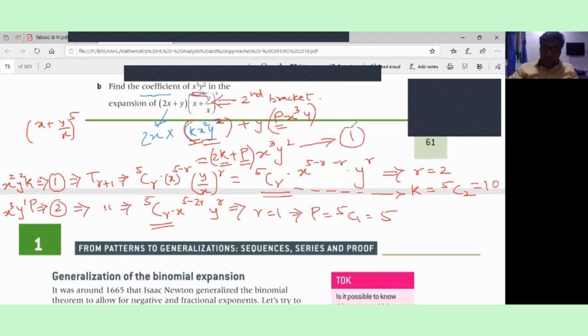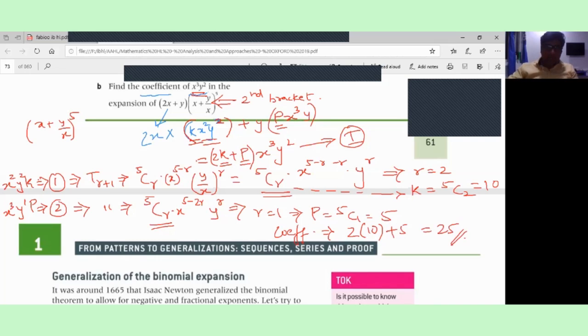There are too many 1s, 2s, so you substitute in Roman 1. What do you get? You get the coefficient as 2 into k, that's 10, so 20, plus p, p is 5. So 20 plus 5, that's 25. I hope that's understood. Clear?